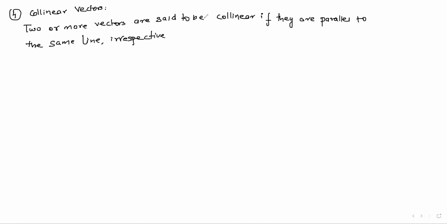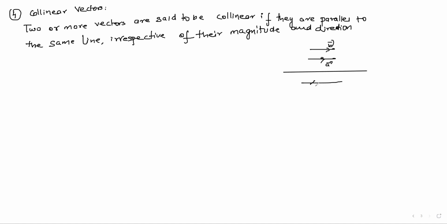Irrespective of their magnitude and direction. Okay, so the last point is very important. So what are collinear vectors? Vectors are said to be collinear if they are parallel to the same line. So for example, if you have this line, and to this we have some vectors like this: A, vector B, vector C. So all these vectors are parallel to this line. So these vectors are called collinear vectors because they are parallel to the same line. It is possible that they have different magnitude, different direction. Different means opposite direction, but we will say that these are collinear vectors.